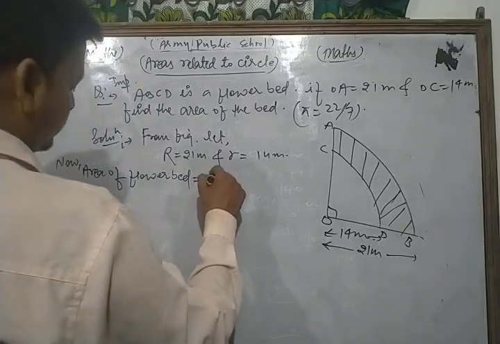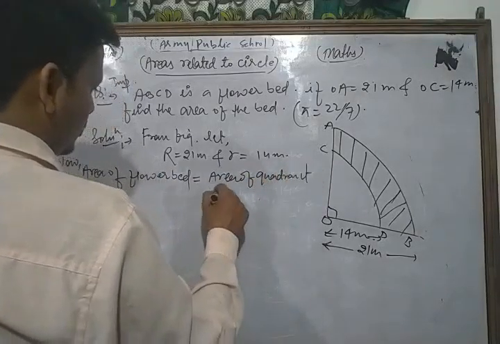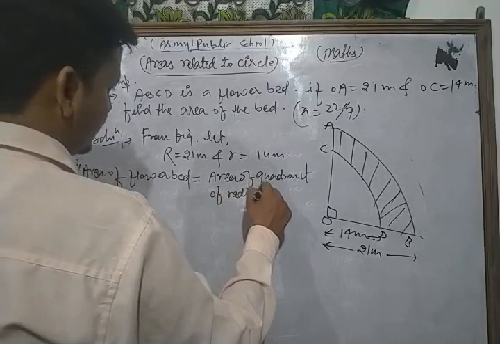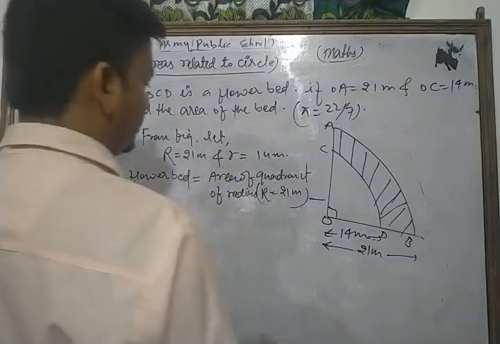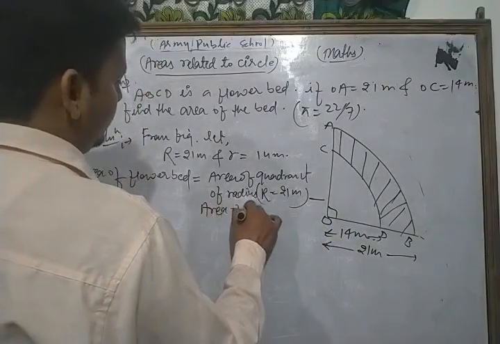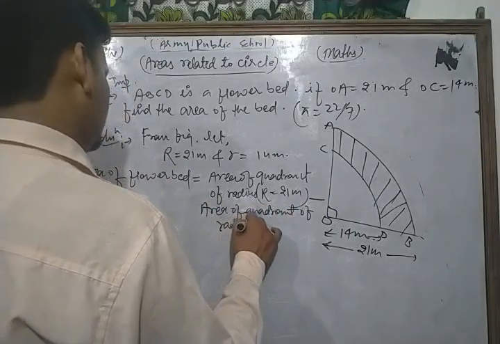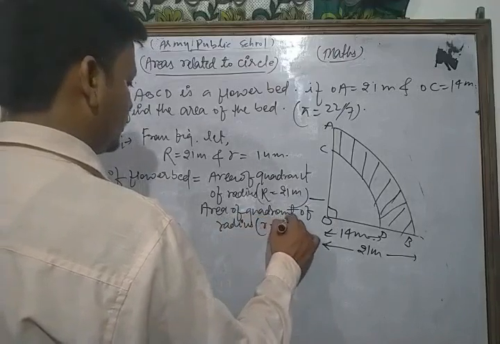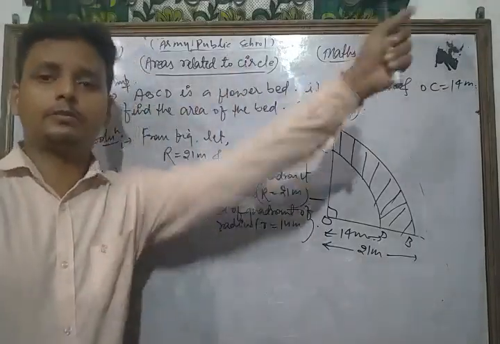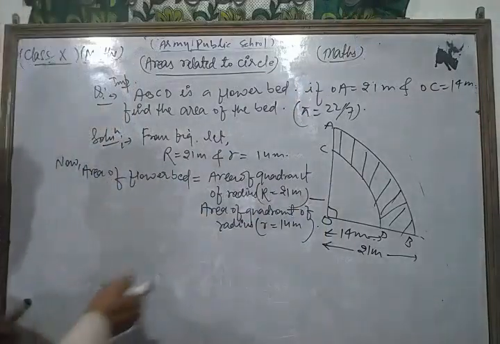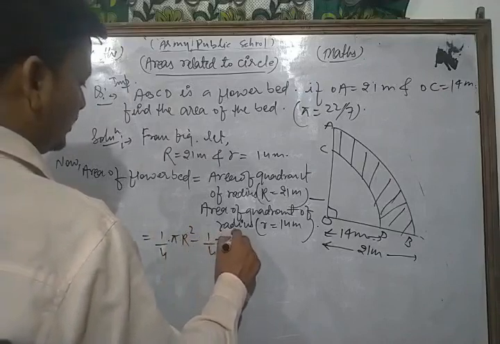Area of the quadrant of radius R equal to 21 meter, minus the area of the quadrant of radius small r equal to 14 meter. And you know that the formula for the area of a quadrant is pi r square by 4. Now look, 1 by 4 into pi R square minus 1 by 4 pi small r square.